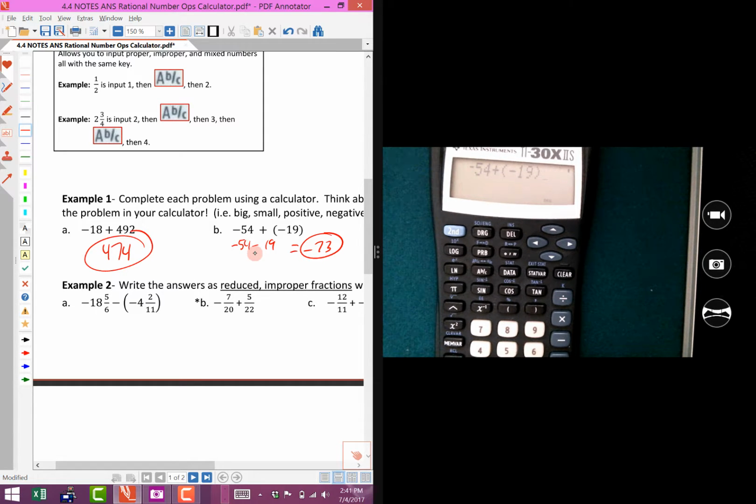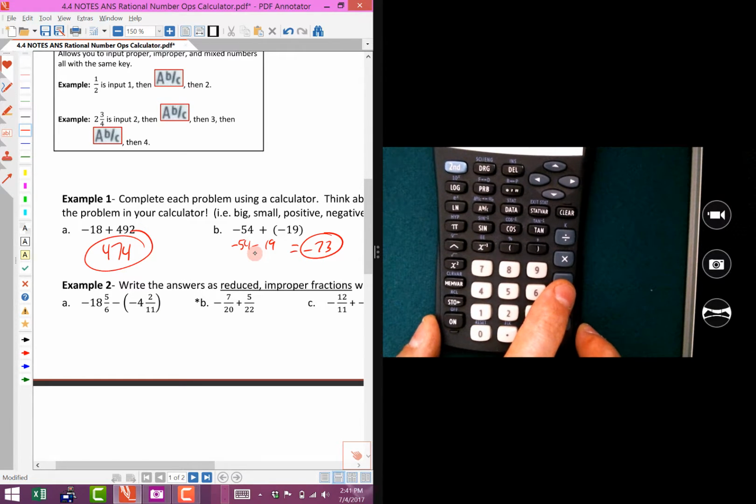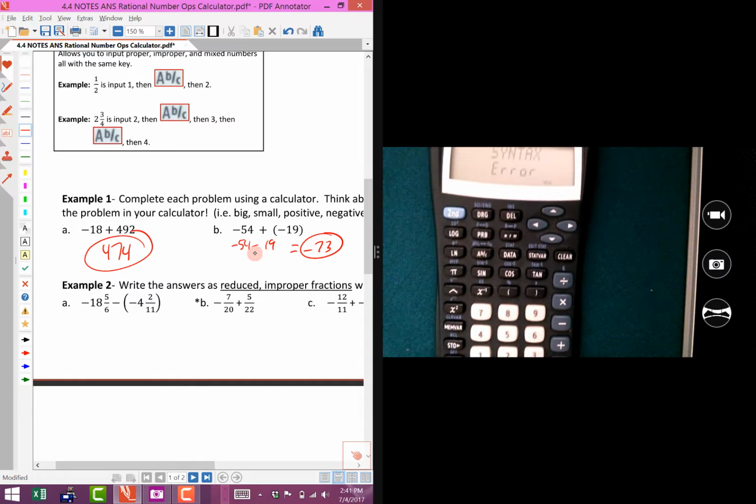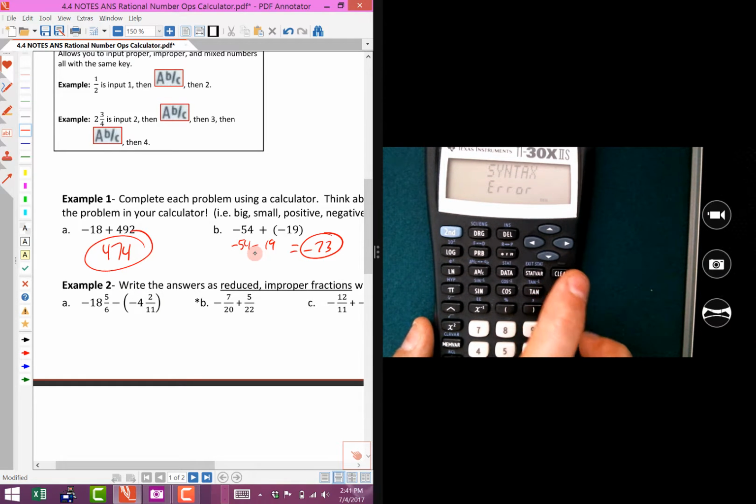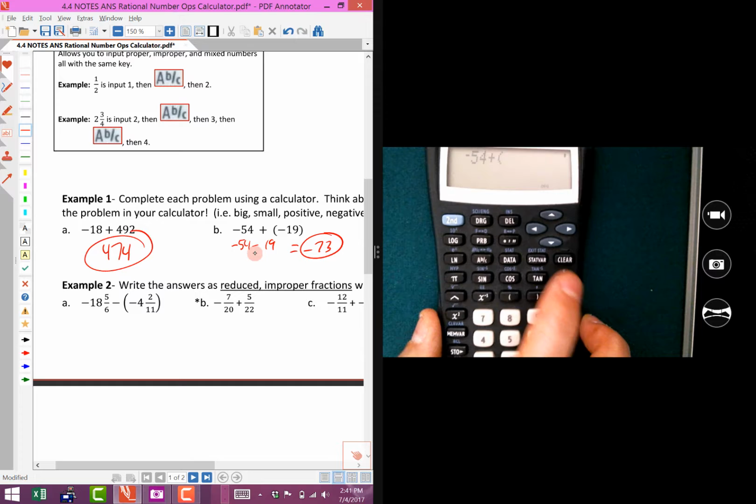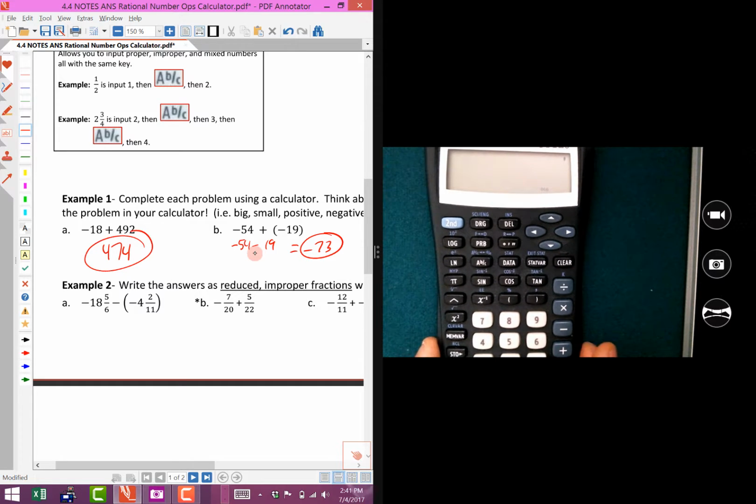Now what I want you to notice is there's a big difference between that negative right there and that minus. The minus, the operation of subtracting, is longer and in the middle, and the negative is shorter and kind of up one level of pixels or so. Let's see what the calculator does here. Also says syntax error, so make sure you know the difference between when you're supposed to use subtraction and a negative. So we got those answers right. Okay, so I'm going to clear this off, and we're going to do the next one.